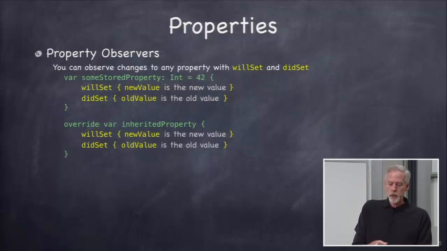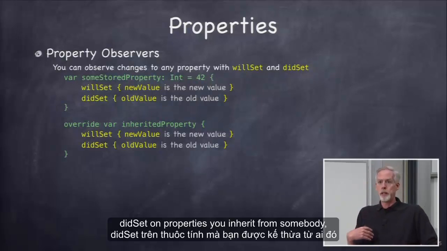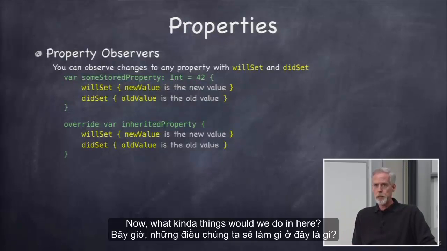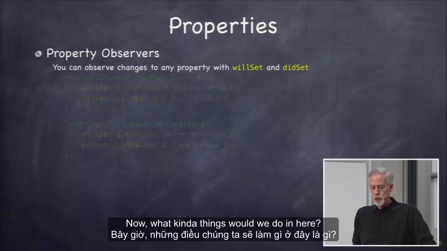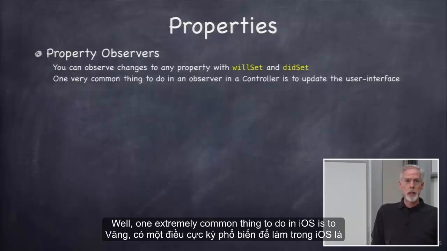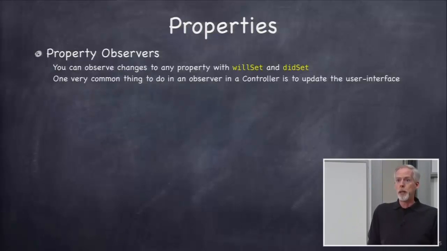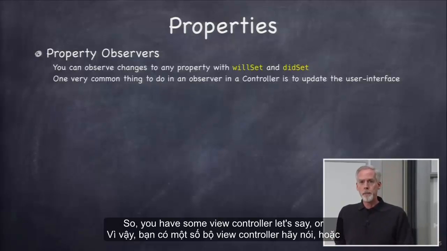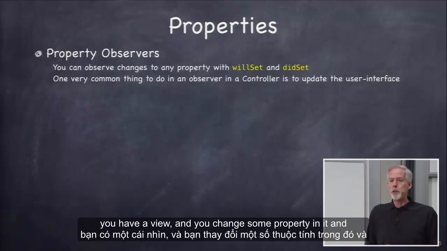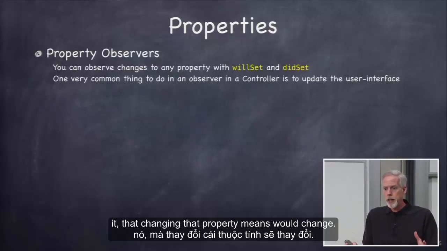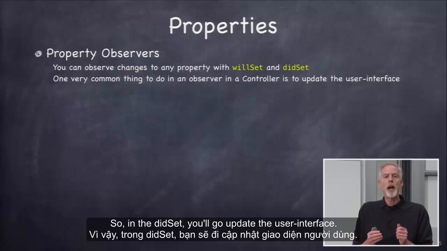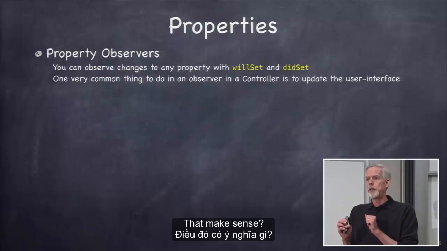Okay? So you can even do willSet and didSet on properties you inherit from your superclass. Now, what kind of things would we do in here? Well, one extremely common thing to do in iOS is to update the user interface. So you have some view controller, let's say, or you have a view, and you change some property in it, and changing that property means the UI would change. So in the didSet, you'll go update the user interface.